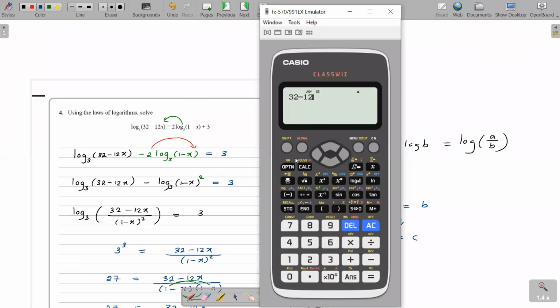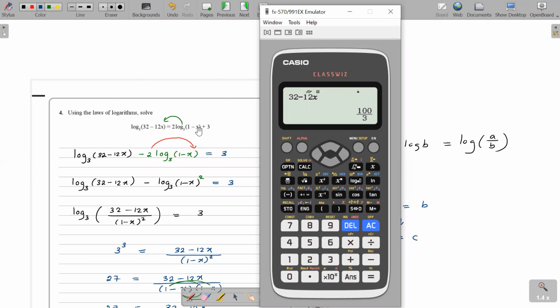32 minus 12x. I'll give it here like this. What was our first x value? The x value was 5 over 3, right? So when I give x as 5 over 3, I get a positive answer. That's okay, right? What's the other answer? Minus 1 over 9. I'll give minus 1 over 9. Okay, so that means 32 minus 12x inside the logarithm is okay with both the values.